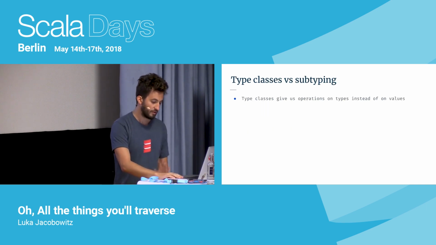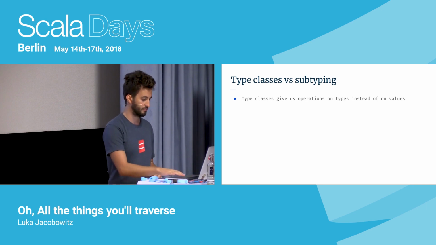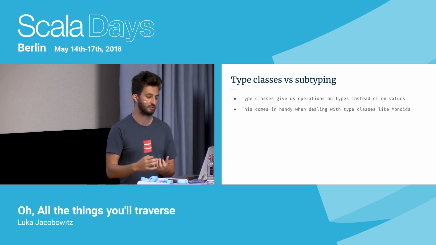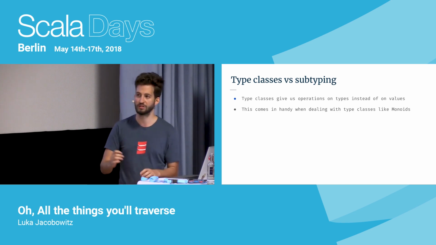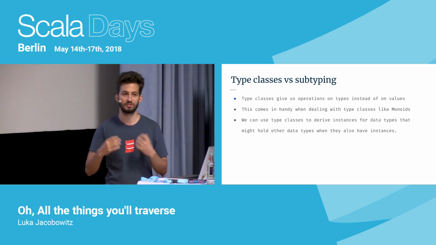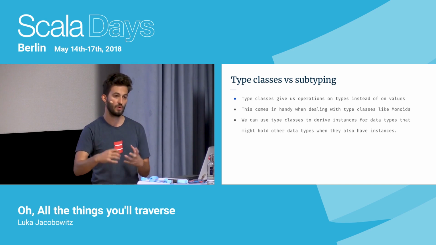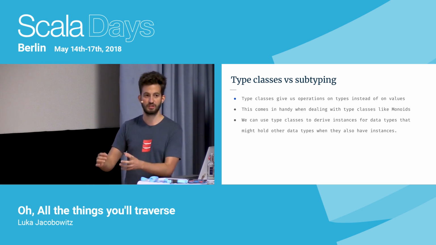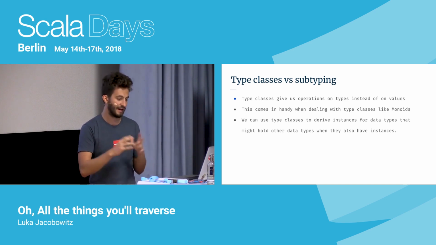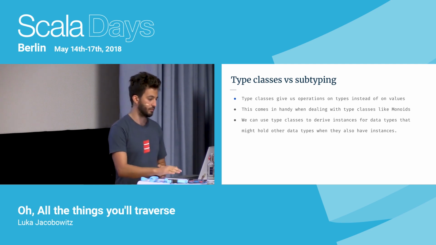Okay, so very quick, type classes versus subtyping. Type classes give us operations on types instead of on values. This comes in handy because type classes like monoids need to have this empty method that works on a type, and we wouldn't want to define it for every instance because it doesn't make any sense. And last, we can use these type classes to derive instances for data types that might hold other data types when they also have instances, right? So option of t is a monoid when t is also a monoid. So we can build up these trees, and in Cats there's actually a lot of implicit induction we can do.